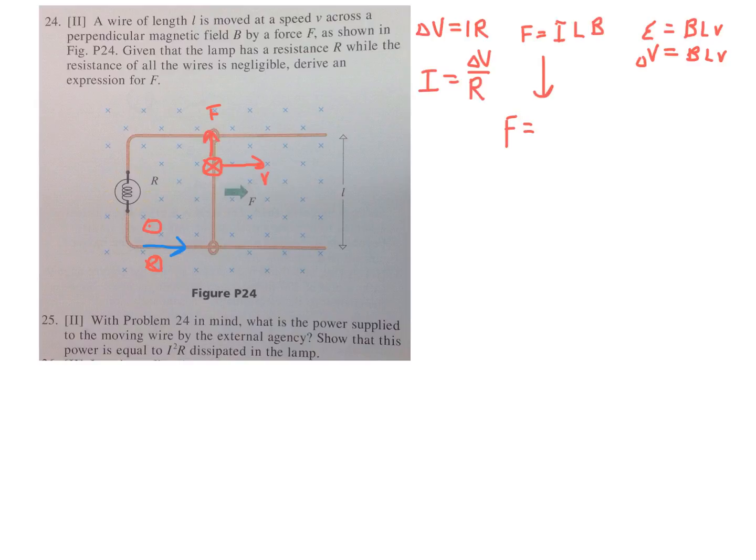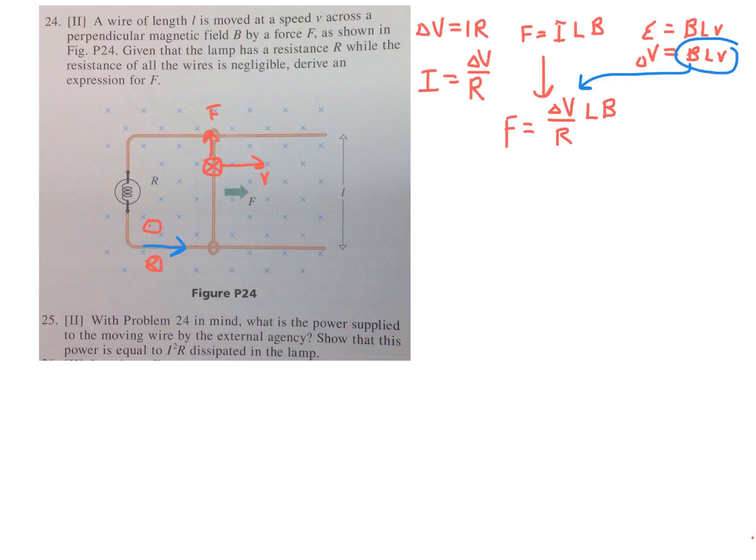Going back over here to the actual problem at hand, plugging in, we have F equals delta V over R times L times B. I just plugged in for I. And now I'm going to plug in for delta V. In other words, delta V is this. It never really tells me what to have my final answer in terms of. I'm just going to see what happens here.